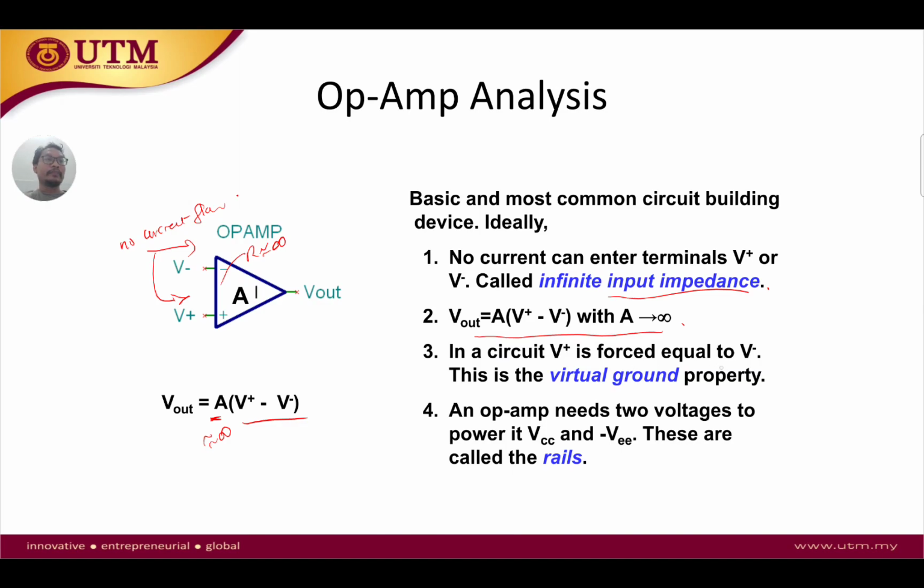In a circuit, V plus is forced to equal V minus. This is called the virtual ground property. In actual fact, because we have a very high gain, V plus is equal or very close to V minus, but in our analysis, to simplify things, we say that V plus equals V minus. The op-amp needs two voltages, VCC and VEE. These are called the rails. So we have the power rails, VCC and minus VCC, or VCC and minus VEE.